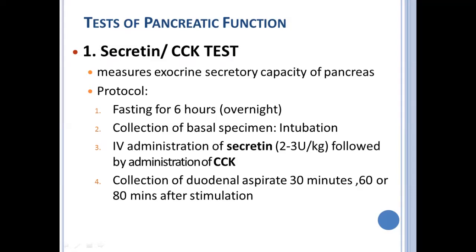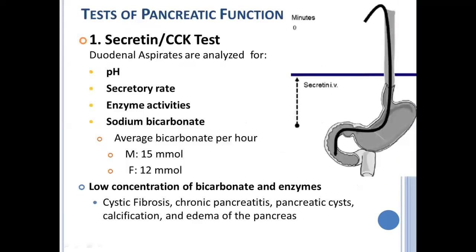And then, ano nang gagawin doon? Kukuha ng duodenal aspirate and then examine yan for pH, the secretory rate, the enzyme activities. So, titingnan yung amylase, lipase. And then ito very important, you have the sodium bicarbonate, kasi naglagay ka ng secretin. Remember that the purpose of this is for the production of the sodium bicarbonate.